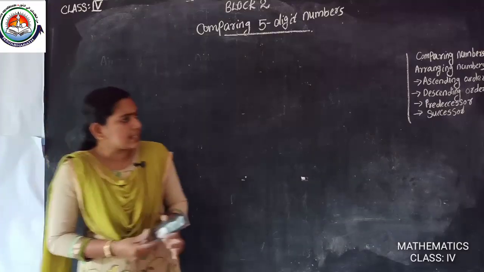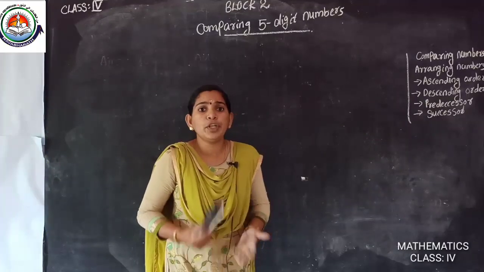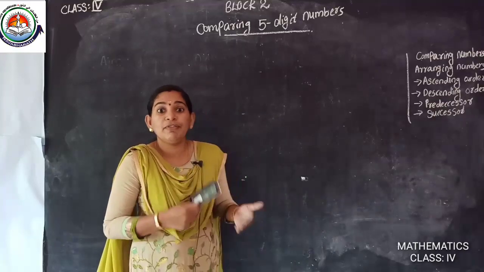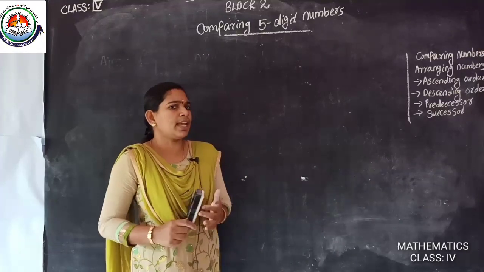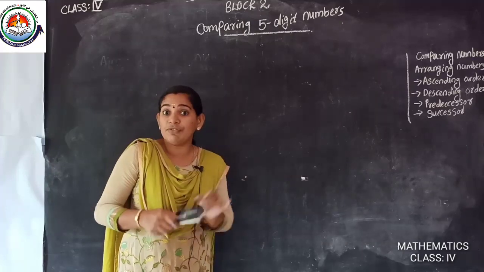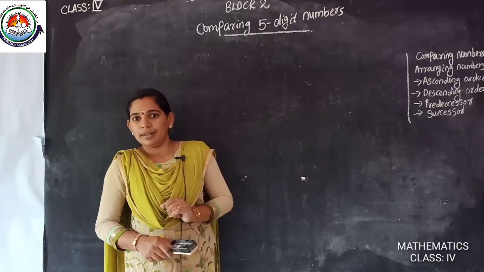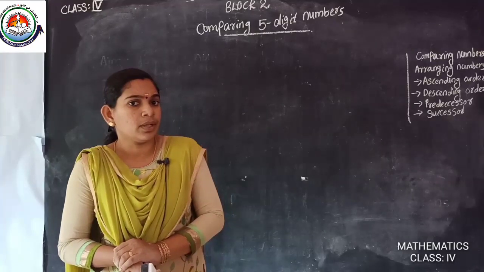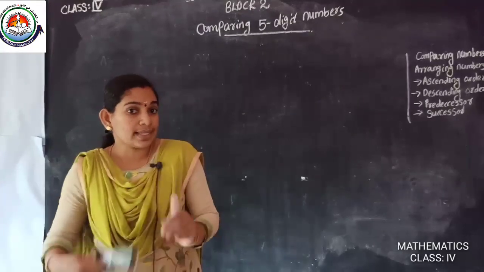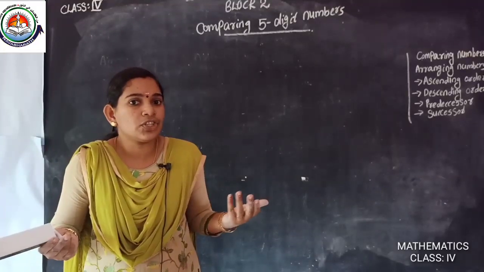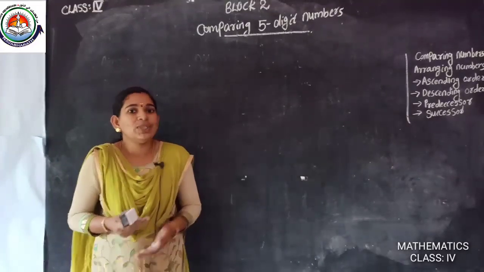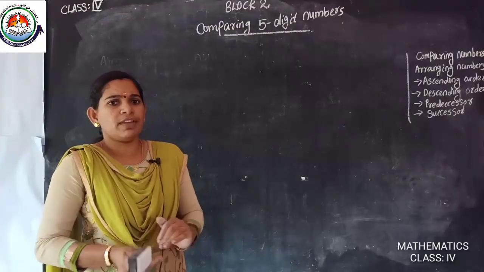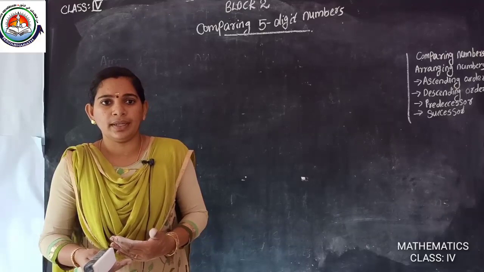Then we also discussed predecessor and successor. What do you mean by predecessor? Before, the pre-number, before the number. So how do we get the predecessor? We subtract 1 from the given number. Then next we discussed successor. What do you mean by successor? Successor is after the number. How do we get it? We add 1 to the given number. We get the successor.